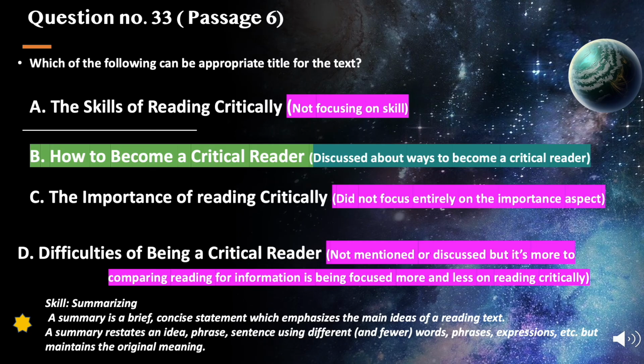And the skill that students can apply to answer this question is the summarizing skill. So what is the summarizing skill? It is a brief, concise statement which emphasizes the main ideas of a reading text. Summary skill is also to restate an idea, phrase or sentence using different and fewer words, phrases, expressions and so on, but maintains the original meaning.